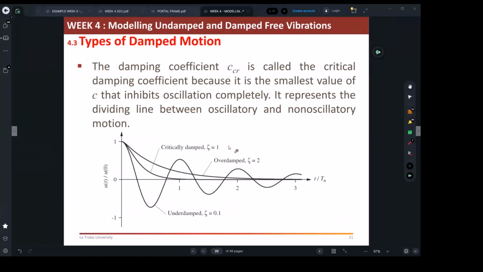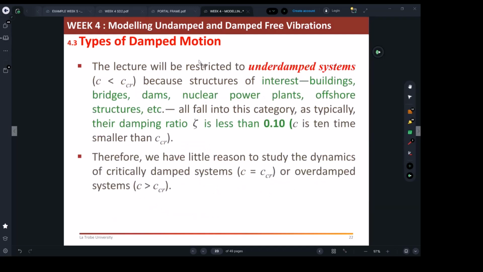So let's see the next slide here. This slide just repeats what I was talking to you about. We do have 3 solutions, and this one is the solution that we will focus on. All of them are applicable solutions, remember. But for what we're teaching you in the subject, this is the type we are interested in. And as I said here, the lecture will be restricted to under-damped systems, for reasons you know.